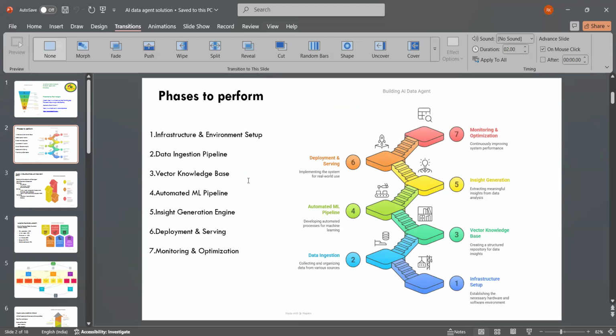The first phase is infrastructure and environment setup. Second phase is the data ingestion pipeline. Third phase is the vector knowledge base. Fourth phase is the automated ML pipeline. Fifth phase is the insight generation engine. Sixth phase is deployment and serving, and monitoring and operation. I am trying to show these phases in my picture diagram. Now I explain how we perform the phases step by step.